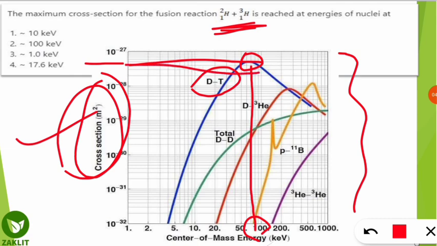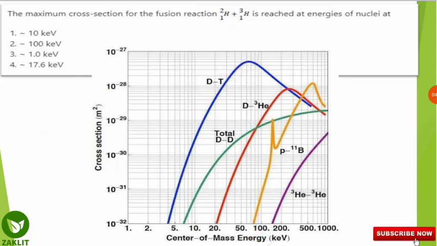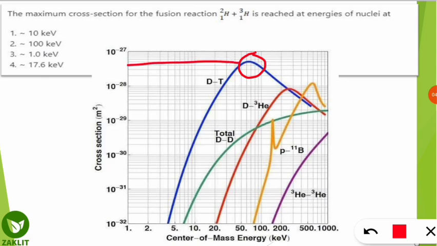Let me clear this one. At the peak point, which shows the maximum cross section, how much energy is released? 100, because if we drop the line onto the x-axis it will reach 100 kilo electron volt. So our correct answer will be option number 2, 100 kilo electron volt.